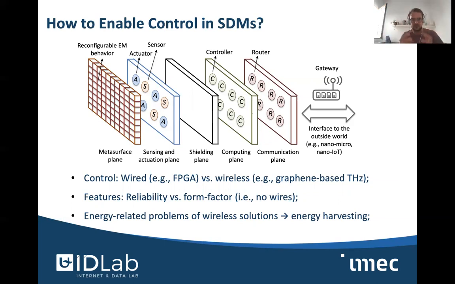The focus of this work is really on the network between the controllers and these abstractions of sensors and actuators. This setup can be enabled through a wired network, where you connect controllers by wires to these sensors and actuators. And then there are proposals for wireless solutions, which brings us to the context of terahertz-based nano communication. Obviously, there are some features of wired and wireless connections. A wired connection enables reliable communication. On the other hand, it affects the form factor negatively. In essence, you need wires.